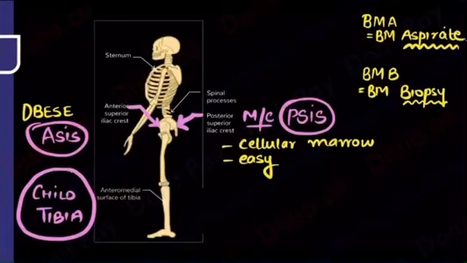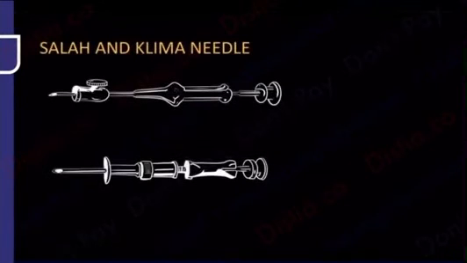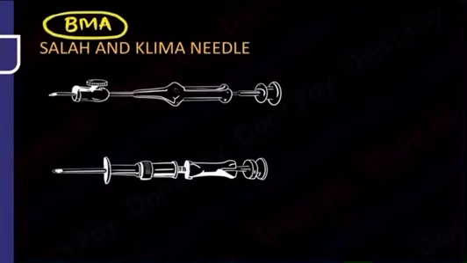So the next thing that you'll ask me is, how are you going to do that, and what exactly is going to be the procedure? First and foremost, have a look at these. These are the needles going to be used for a bone marrow aspirate. We have two needles called Salah's and Klima's. There are other needles also like Islam and so on, but mostly you get questions on Salah's and Klima needle.